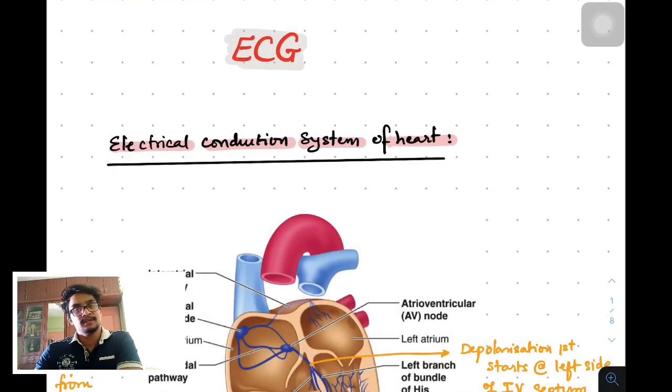So we are continuing the discussion on ECG. In the last video we discussed the electrical activities of the heart. In this video we'll discuss how those electrical activities are converted to cardiac vectors and how those cardiac vectors are translated into waveforms of ECG. So I suggest you watch the previous video first before coming to this video for better understanding. So let's get started.